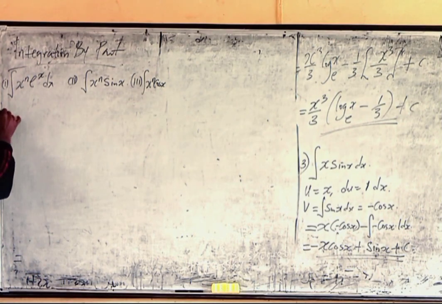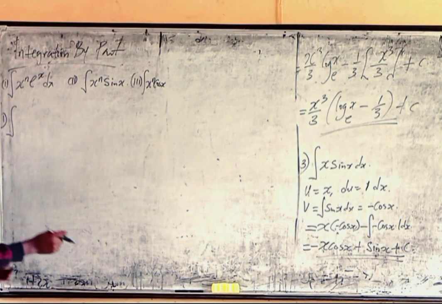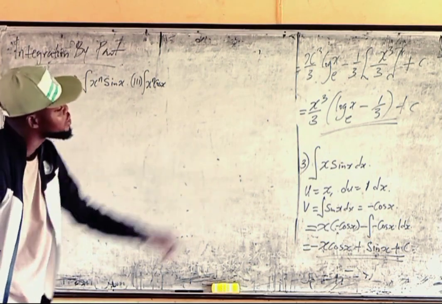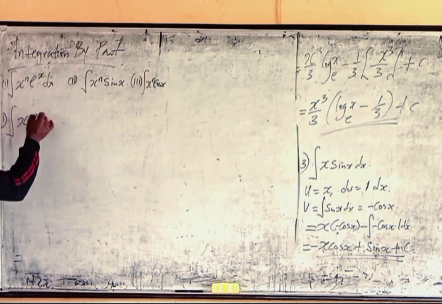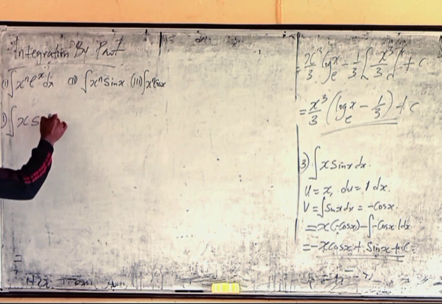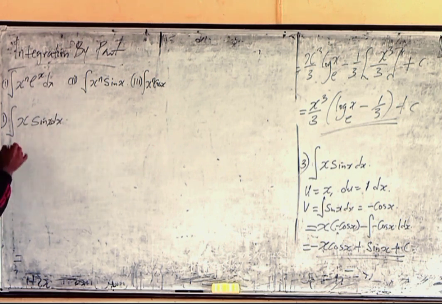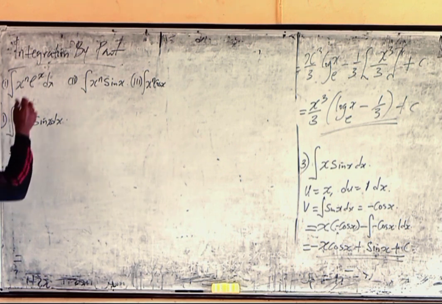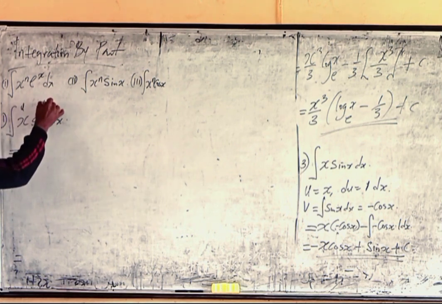Let's say we have problem number 1. Let me pick this one: x sin x dx. Let's try with this. If we want to use the trick, the first thing you do is choose your u. This will be our u and this will be our dv. You must know how to choose that one.